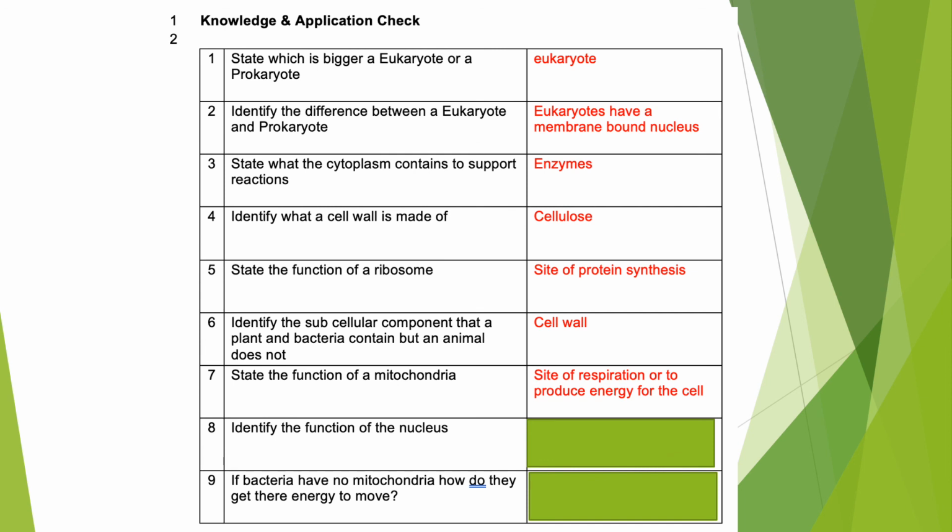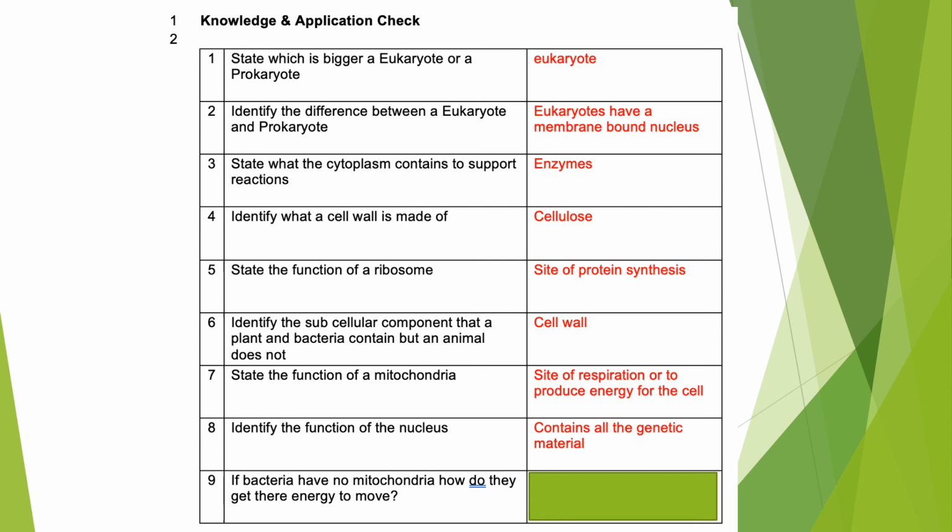Number eight, identify the function of the nucleus. The nucleus contains all the genetic material which controls the activities of that cell. I really like the example of a cookbook, because a cookbook contains recipes and instructions.